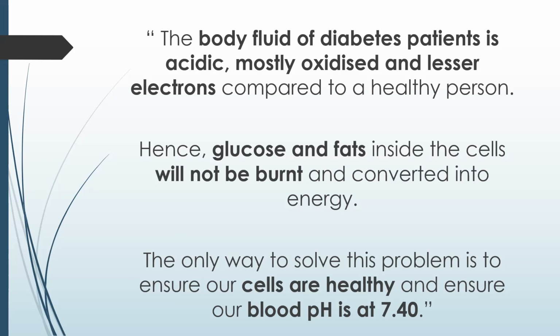Hence, glucose and fats inside the cell will not be burned and converted into energy. So the only way to solve this problem and to solve the diabetes problem is to ensure that our cells are healthy and to ensure our blood pH is at the optimum pH, which is 7.4.